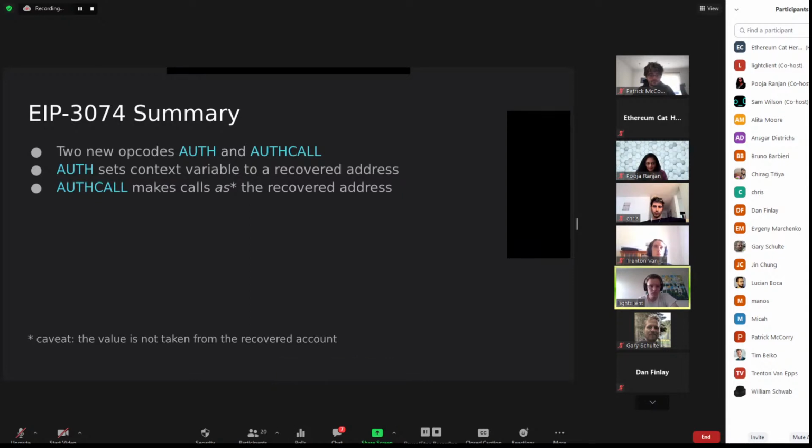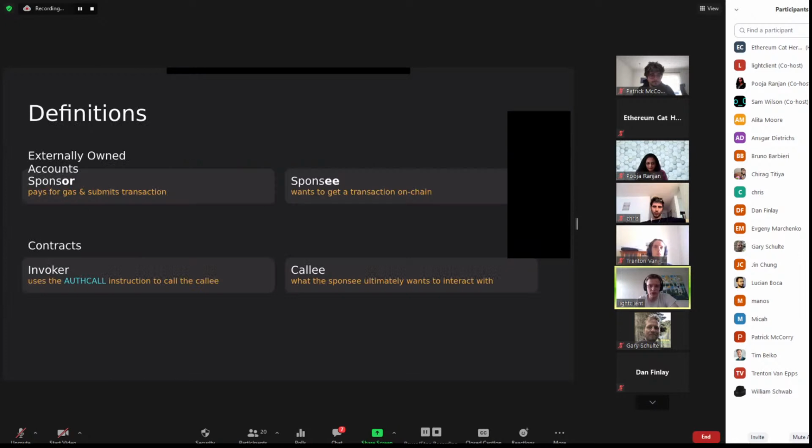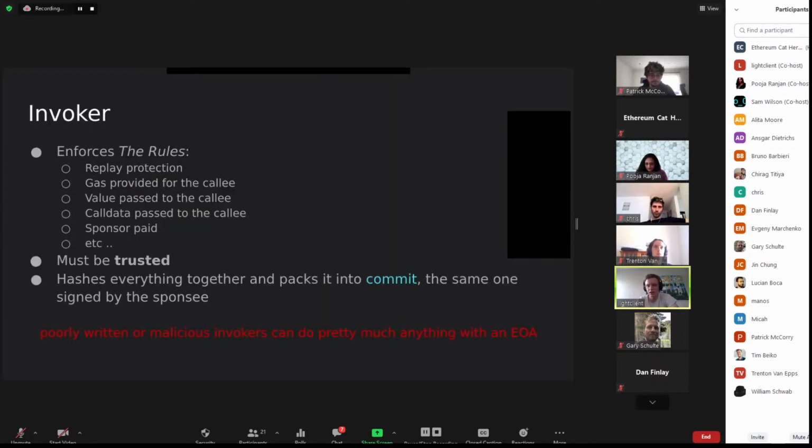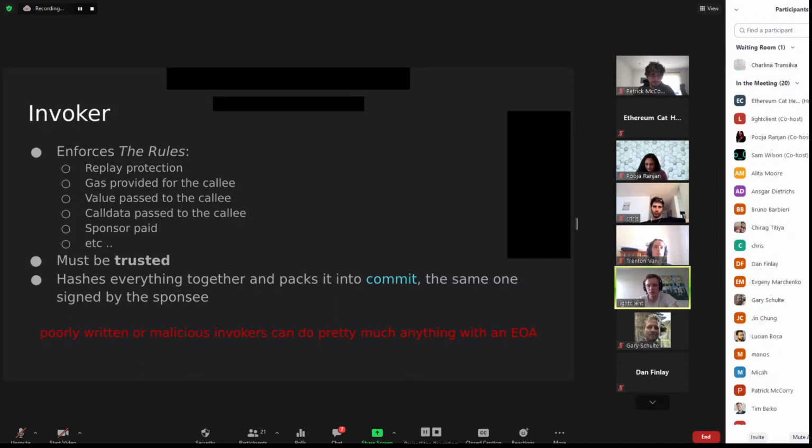So we have these contracts that are called invokers, and these are the contracts that act as wallet extensions for accounts, and they are the contracts that actually do the signature recovery. And so the invoker is a very special contract in the 3074 world because it enforces all of the things that the protocol typically enforces that keep accounts safe.